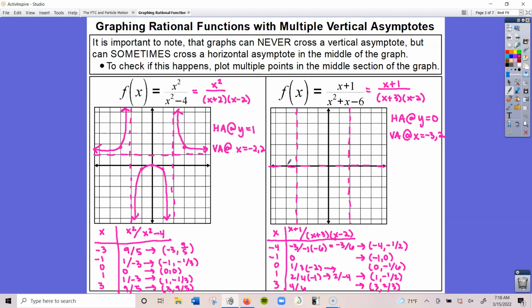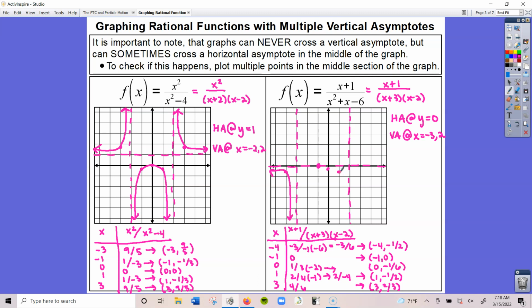We have negative 4 and negative 1/2, which is down here. So I know that my graph is going to do this. Then I have negative 1, 0. So you can see at negative 1, 0, it's already touching the horizontal asymptote. So what that means is that it is going to cross. Then we have 0, negative 1/6, which is about right here.